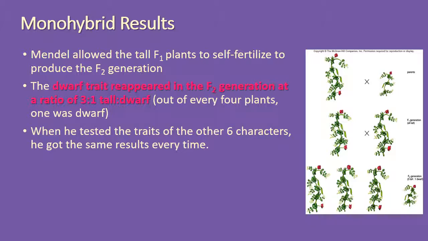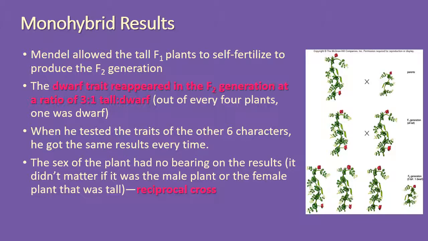And he did the same thing with all of the characters, not just the height of the plants, but the seed color, the seed shape, the flowers, everything. And he got the same results every time. He also switched it out. He didn't know if it had anything to do with female or male, if that made any difference. So, for example, maybe the first time he had a tall male and a short female, and looked at those results. And then the second time he would do a tall female and a short male. That's called a reciprocal cross when you switch the sexes. And he found that it didn't make any difference at all to the results.